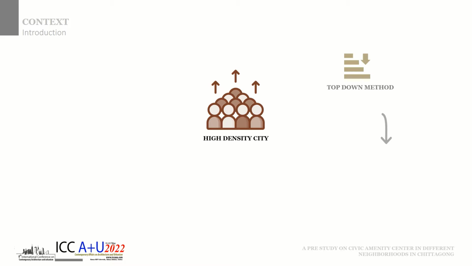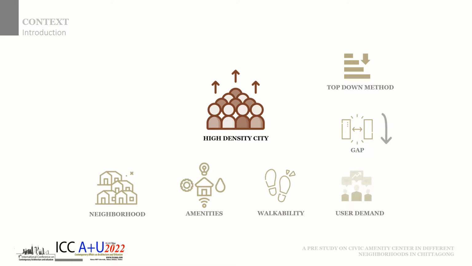So the first thing we are going to talk about is the context of the study, that are the fundamental things in the research area. In Bangladesh, high-density cities are facing a chronic urban issue. In the cities, public amenity buildings are designed in a top-down method, which creates a gap with their user demand. They don't have amenities in the walkable distance in their neighborhoods, which raises a question. Now, we will look at our contextual situations.